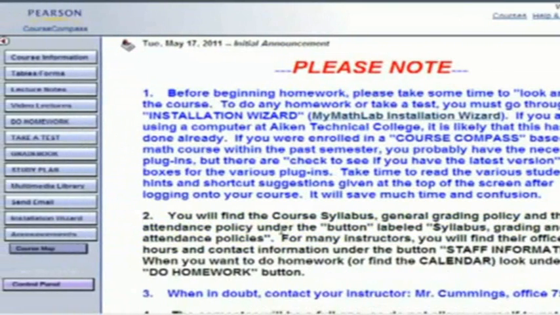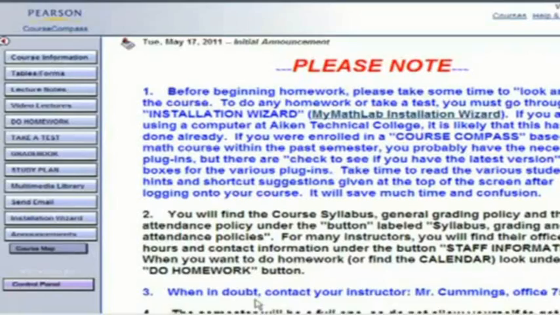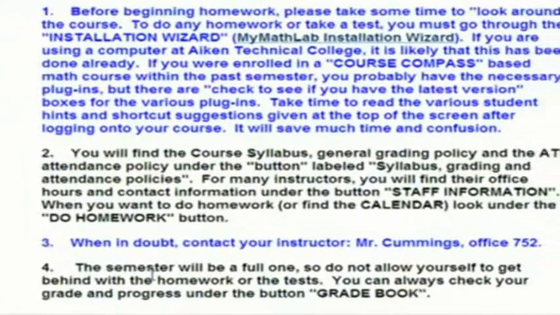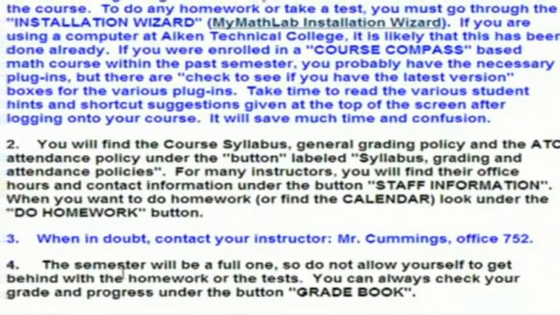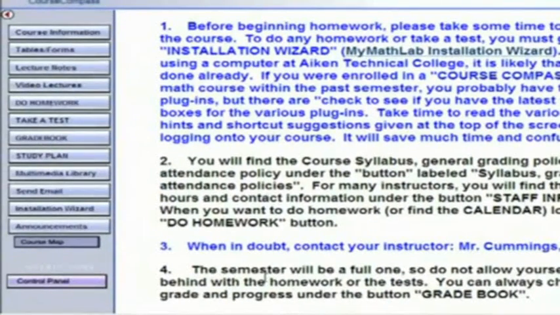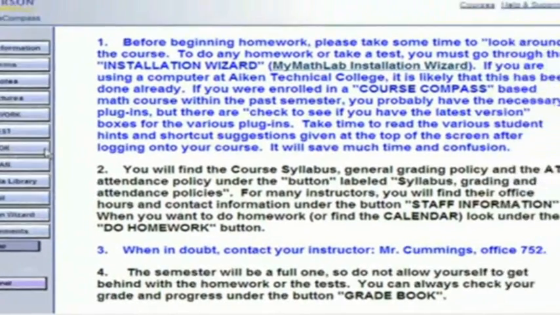If you're working on these items at your home, you must go through this installation wizard and install the necessary plugins. To summarize, the second bullet point basically says that we can find the instructor information, the syllabus, and all the different policies under this first course information tab. The third bullet point says whenever you're in doubt, you want to contact me, your instructor, and it's best to pay me an office visit. I'm in office 752. This semester is going to be a full one, so we don't want ourselves to get behind. We can check our progress in the grade book section, which we'll discuss in just one moment.